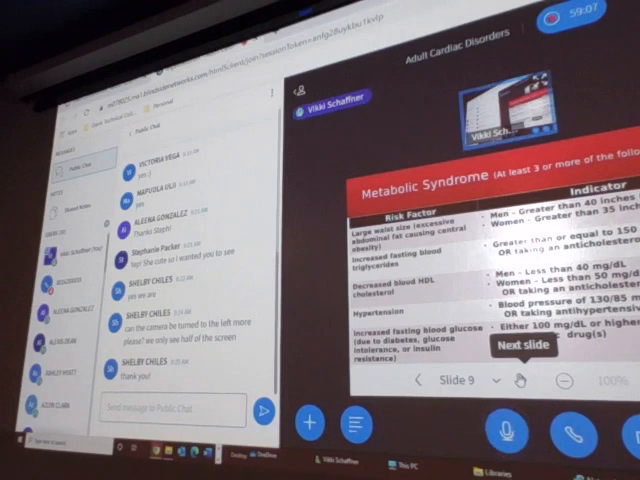100 isn't that high, people. I'm just telling you, it's not that high. None of this criteria is very extreme, right? None of these 5 are super extreme. Exactly. And this is what's disconcerting about metabolic syndrome, is that you only have to have 3 of the 5 to have metabolic syndrome.